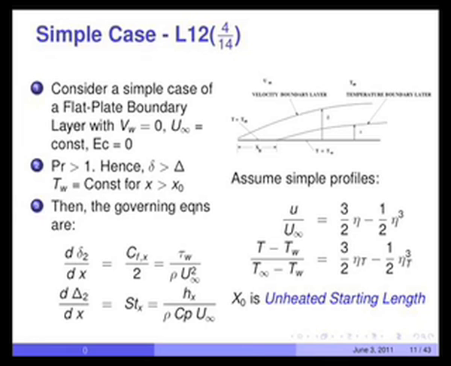Again, to simplify matters, instead of taking the longish fifth order profile, I am going to take very simple profiles: u over u infinity equal to 3 by 2 eta minus 1 by 2 eta cube. You will see that this profile satisfies the boundary condition u equal to 0 at eta equal to 0, which is at the wall. It also satisfies the condition that u equals u infinity, that is u over u infinity equal to 1, at eta equal to 1, which is correct. It also will satisfy du by dy equal to 0 at y equal to delta. So, you can see that that condition is also satisfied, and therefore, the profile is quite okay.